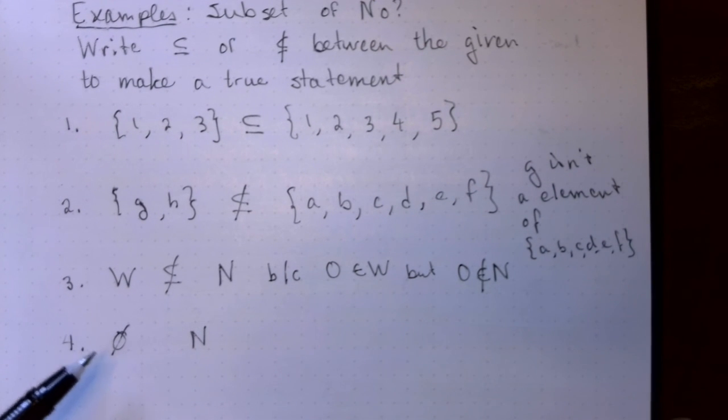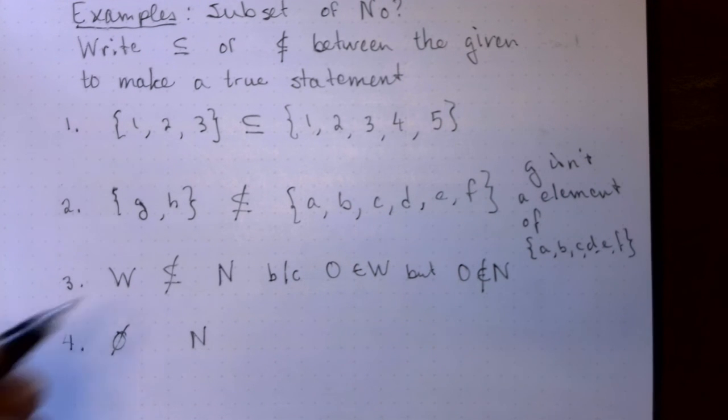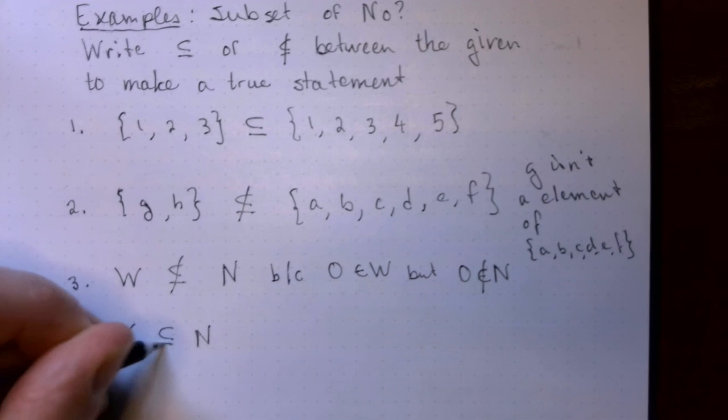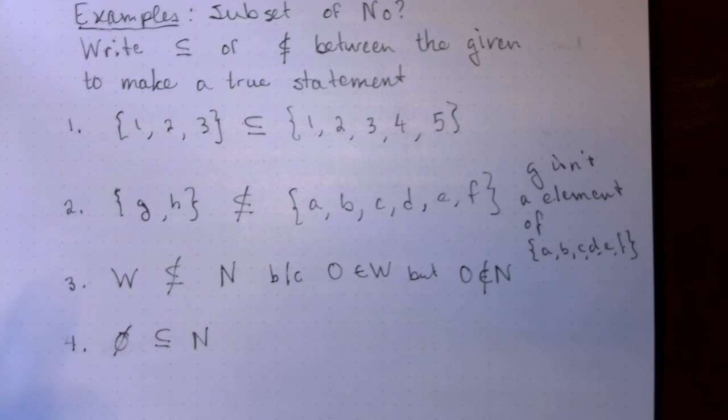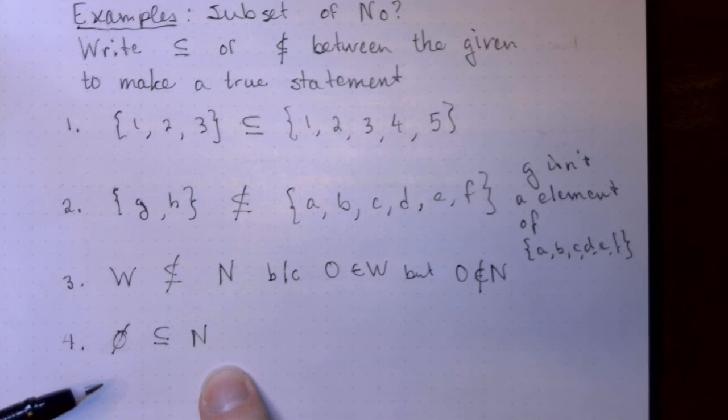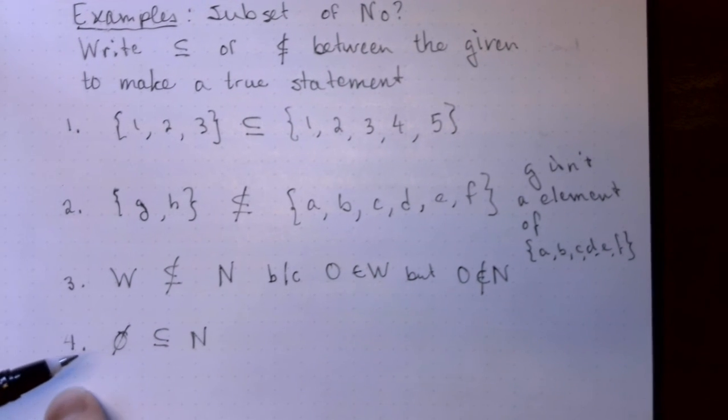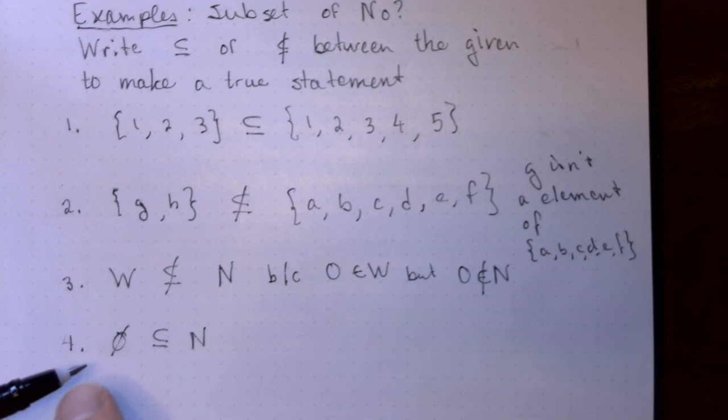This one's a kind of a funny one. We remember this symbol, it's called the empty set. This actually is a subset. The reason is that for me to show the empty set isn't a subset, I have to take something in the empty set that doesn't belong over here. But the empty set doesn't have any elements. So the empty set can't not be a subset. So it is a subset.